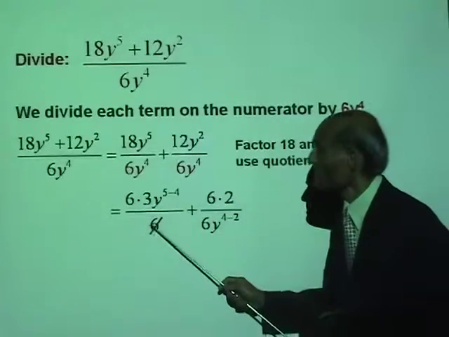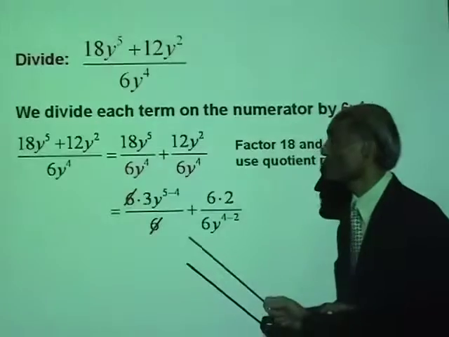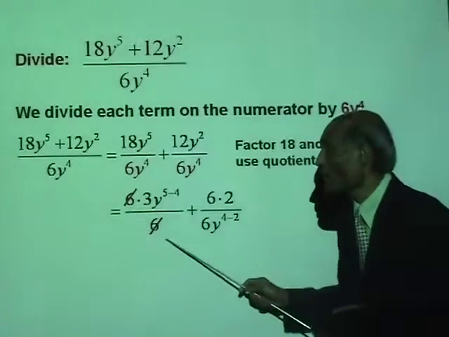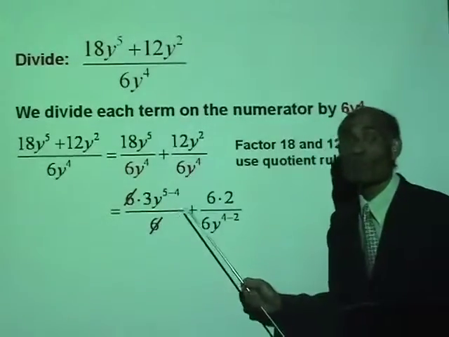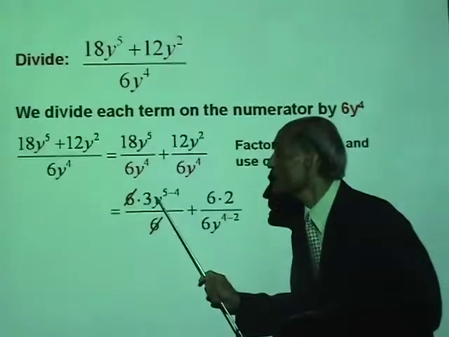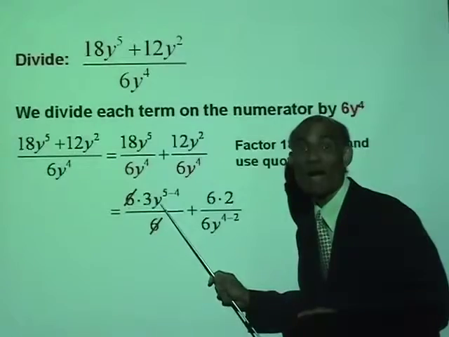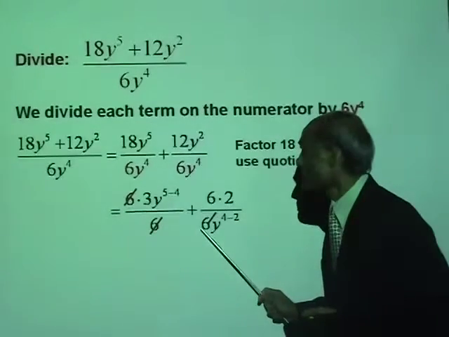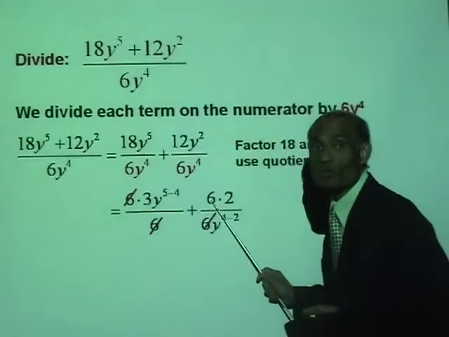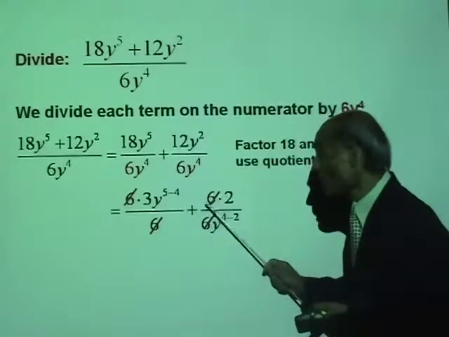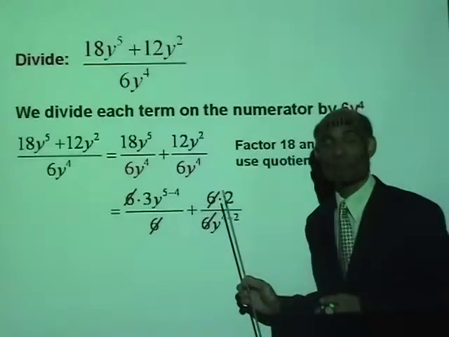Okay. 6 goes with the 6 on the numerator. What is this term now? What is the first term of our result? It will be 3y to the power of 1, or that will be 3y, plus the 6 on the denominator goes with the 6 on the numerator. What is my second term?